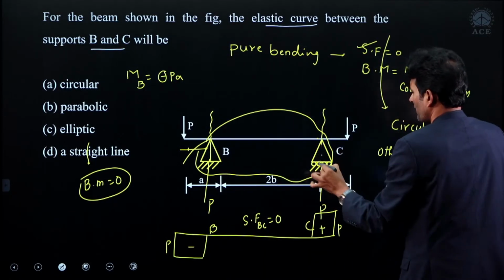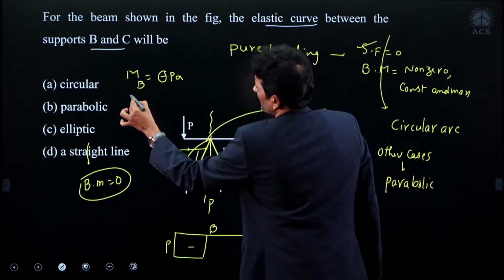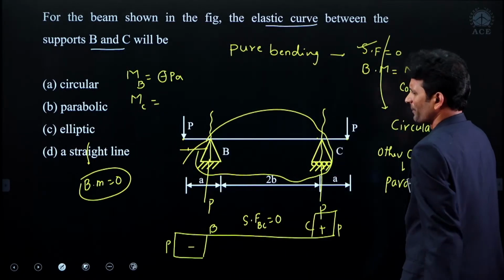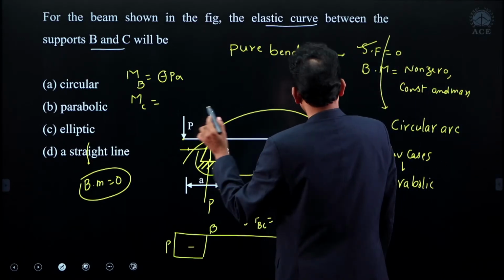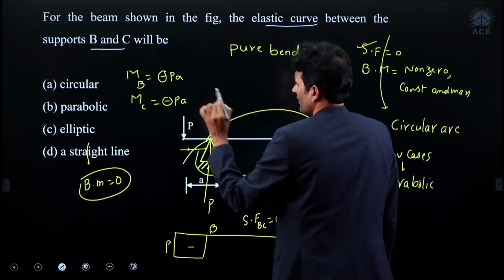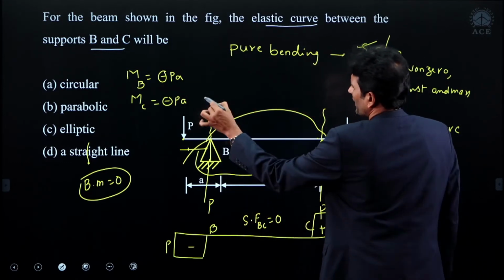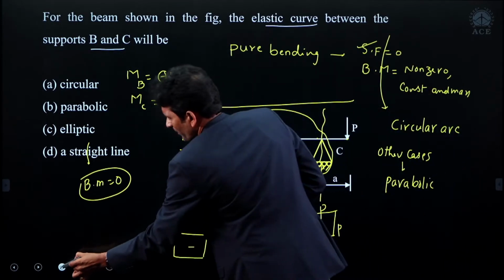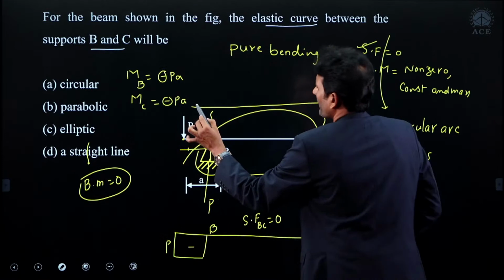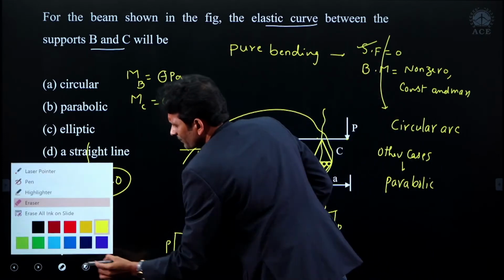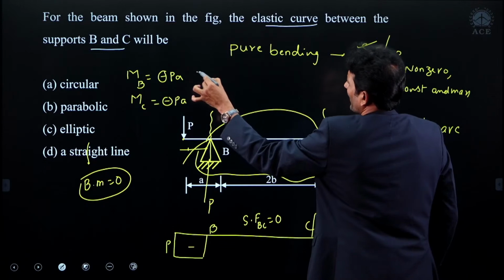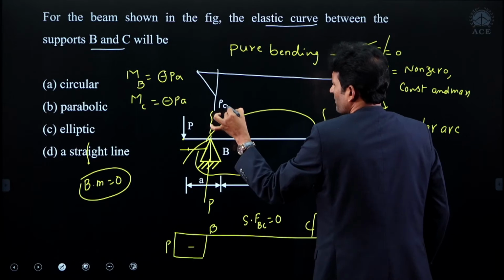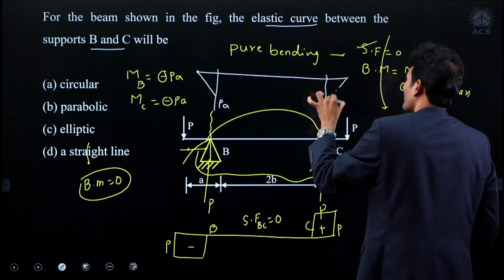And try to find out the bending moment at C. Again, the bending moment at this point is 0. Bending moment at C, when we observe, again it is giving the minus PA. Take the bending moment diagram. Obviously it is a hogging condition. Bending moment value is 0 here, here we are having PA, 0 here, and we are having PA here.